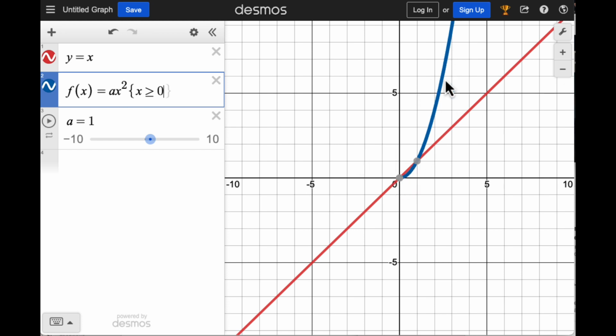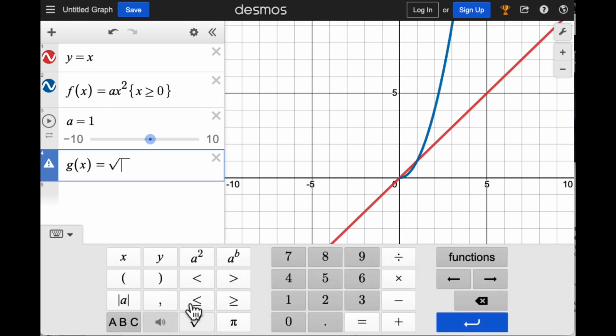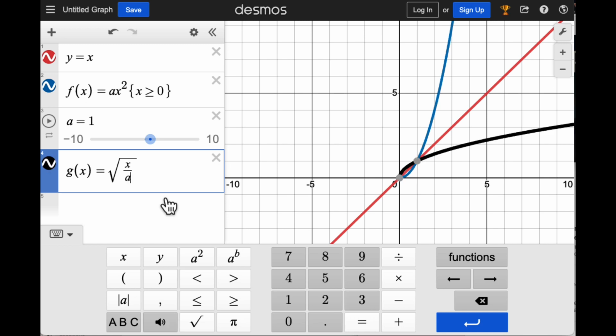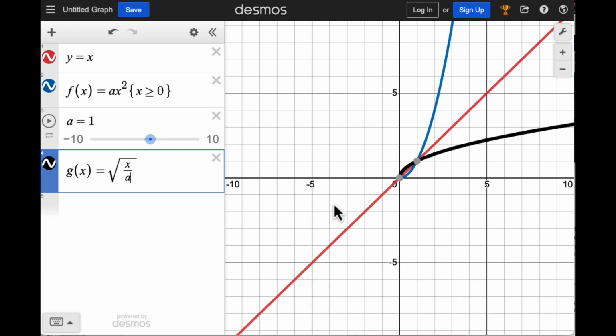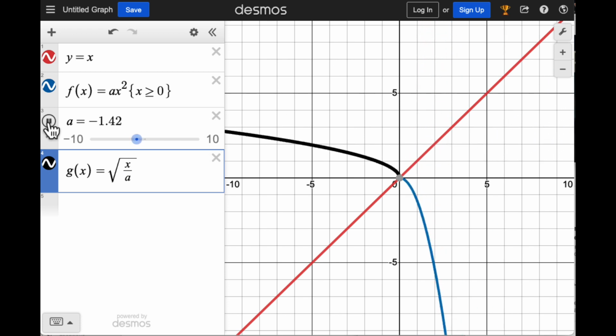To see the inverse of this function, input this function, g of x equals the square root of x over a. Now you can see the parabolas as mirror images of each other. In fact, you can animate the slider for a to see the different quadratic functions and their inverses.